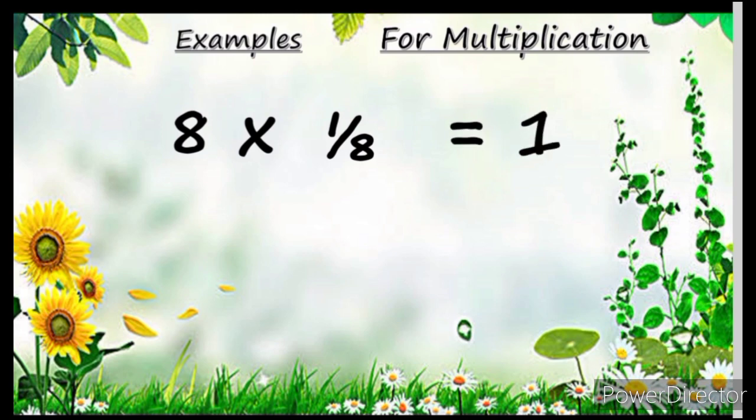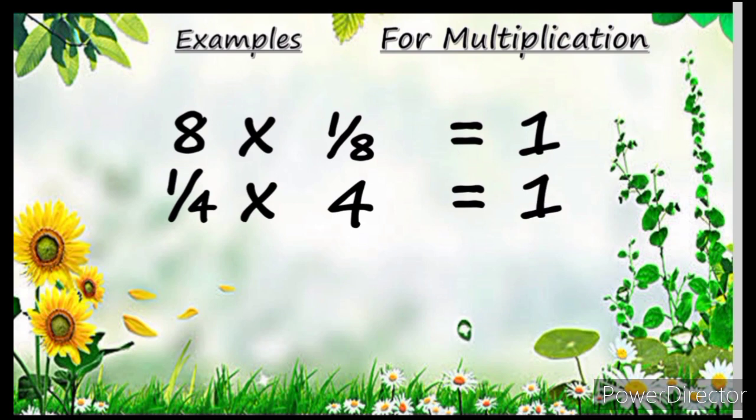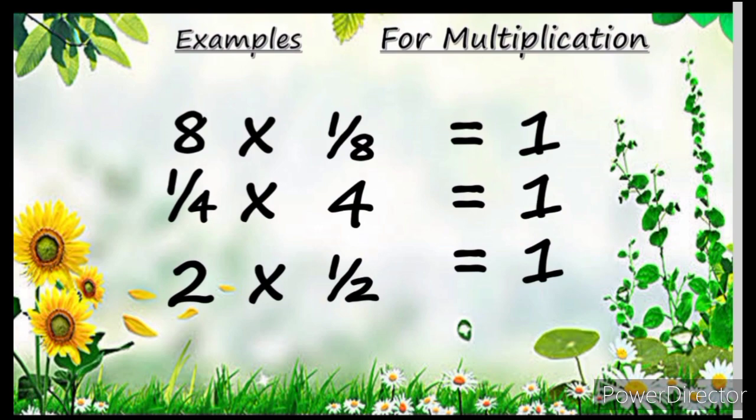Now, let's try this one. 1/4 multiplied by its multiplicative inverse, which is 4. Our product is 1. Our next given is 2 multiplied by its multiplicative inverse, which is 1 over 2, equals, yes, 1.